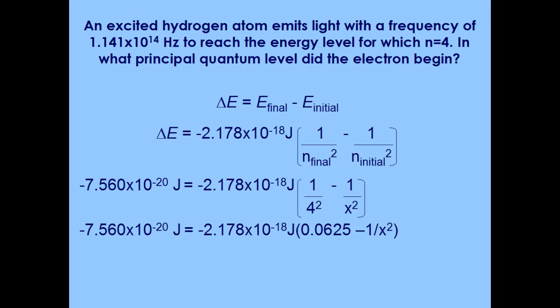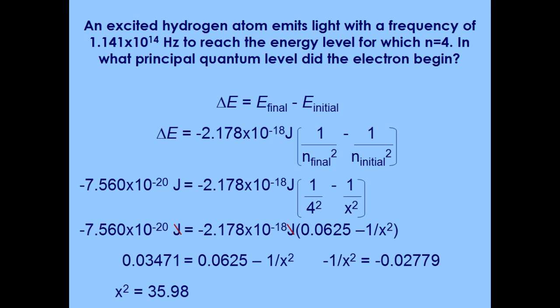So at this point, I just went ahead and simplified the fractions as best as I could. Actually, I think what I did instead of distributing, I divided both sides by the negative 2.178. That gave me a constant on the left side of my equation. I still had the 0.0625 and the minus 1 over x squared on the right side. I could subtract the 0.0625 from both sides, and that leaves me with negative 1 over x squared equals that constant. The inverse would be x squared is around 35.98, and I'm guessing you're probably seeing at this point that the square root of x would be around 6. So the quantum level at which the electron began at would be closer to 6.